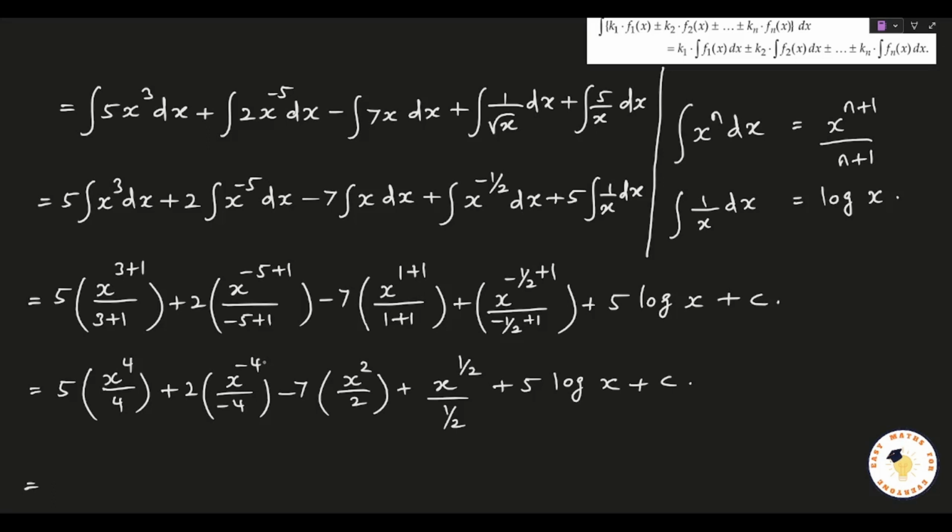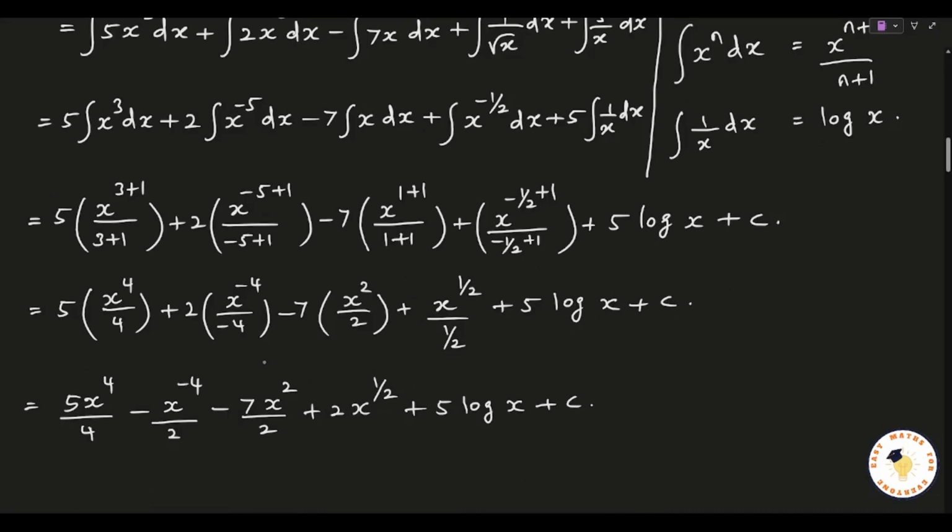We can simplify this like 5x power 4 by 4. 2 divided by minus 4 will make this term negative. Minus x power minus 4 by 2 minus 7x square by 2. This 2 will go to the numerator, right? So this will be 2 times x power 1 by 2 by 1, we need not write, plus 5 log x plus c. We can bring this x power minus 4 to the denominator to make the power positive.